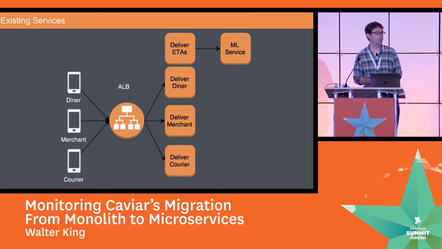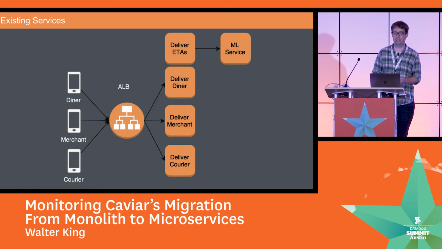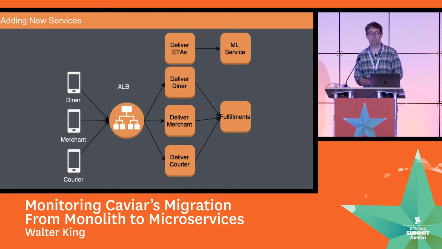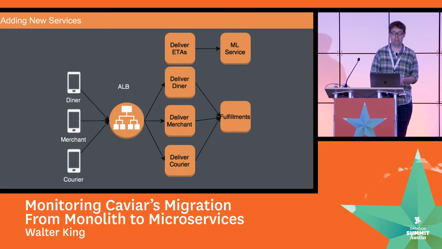So at this point, it was about time for us to start adding new microservices to our system. The first one we added was fulfillments. The responsibility of the fulfillment service was to basically command and control the different orders. So after an order was placed, it got passed to the fulfillment service, and the fulfillment service made sure that the merchants and the carriers got the information that they needed in order to deliver that order.